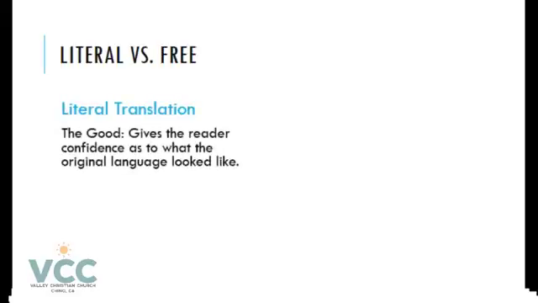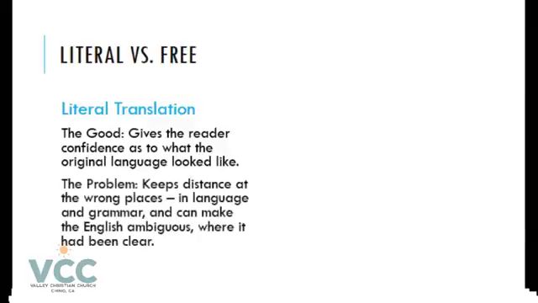A literal translation has some really good parts about it. It gives the reader confidence as to what the original language looked like. So when you have something that's very literal, you're looking back and seeing what the original manuscript said almost verbatim. The problem is that it really does keep distance at kind of the wrong places in language and grammar, as opposed to actual text, and can make the English ambiguous where it had been clear.